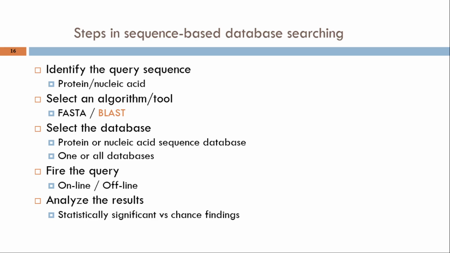So how to perform BLAST? First you have to identify the query sequence, obviously whether you have a gene sequence or a protein sequence. Then you have to choose the algorithm tool, whether you are using FASTA or BLAST. In this case I am using BLAST. Then select the database against which you want to match your sequence, protein or nucleotide, either all the publicly available databases or a certain database that you choose. Then you hit the button to fire the query, and whatever result comes, you can analyze whether it is statistically significant or just a chance finding.